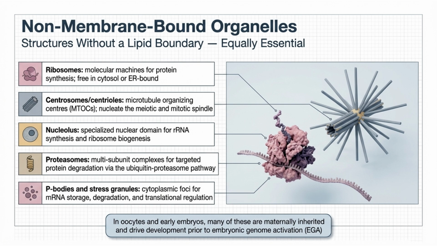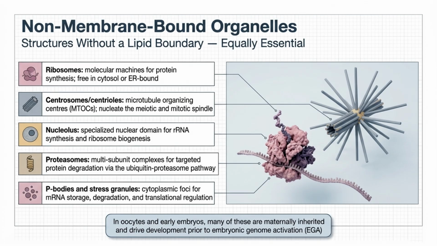In oocytes and early embryos, where transcription is largely silent prior to embryonic genome activation, these structures play a key role in regulating which maternal messenger ribonucleic acids are translated when and which are held in reserve. Think of processing bodies as the cell's messenger ribonucleic acid library, holding transcripts until they are needed. Many of these non-membrane-bound structures are maternally inherited and drive all of early development prior to embryonic genome activation, which occurs around day 3 in human embryos.